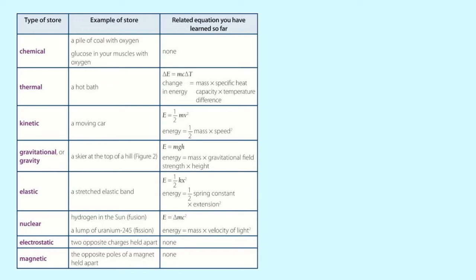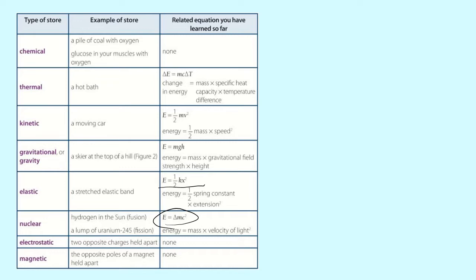For example, chemical energy, there is no particular equation for you to calculate it as such. Thermal energy is the one you have studied in P1 already, related to the specific heat capacity. Kinetic, gravitational potential energy, elastic potential energy, all those equations you have already studied in P2: half mv squared for kinetic energy, mgh for gravitational potential energy, then half kx squared for elastic potential energy. Nuclear, you have not studied it yet, but it is the very famous Einstein's equation, E equals delta m c squared.